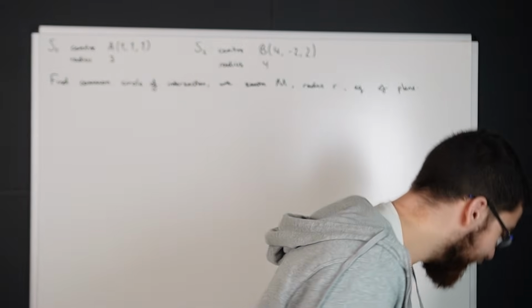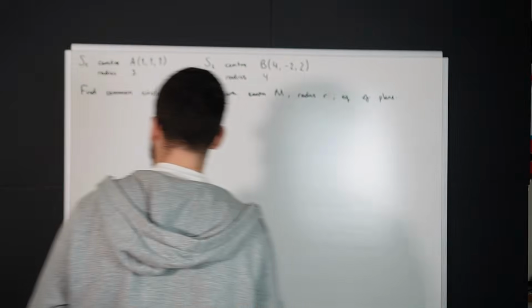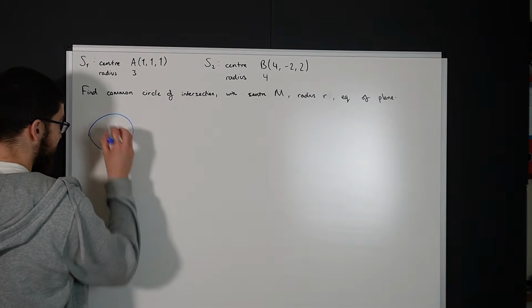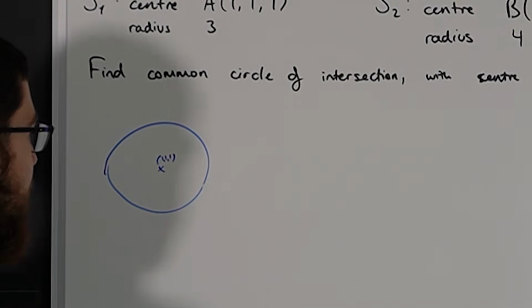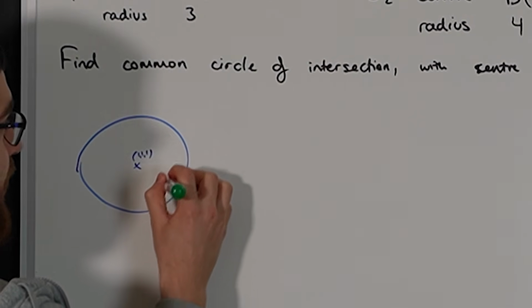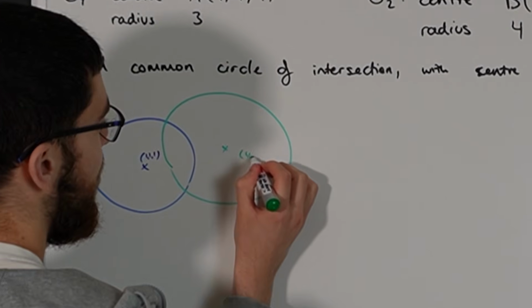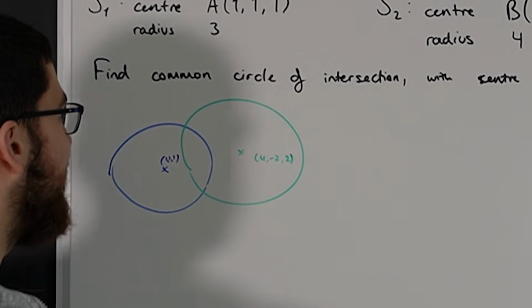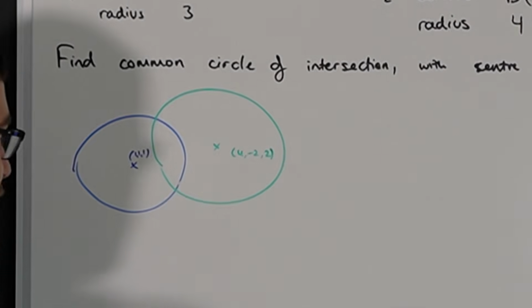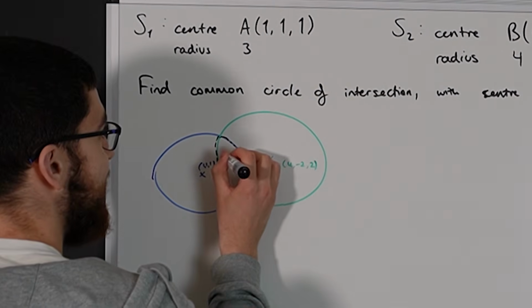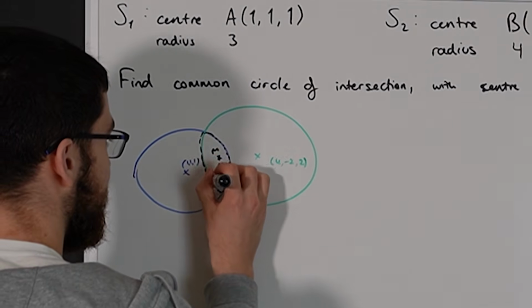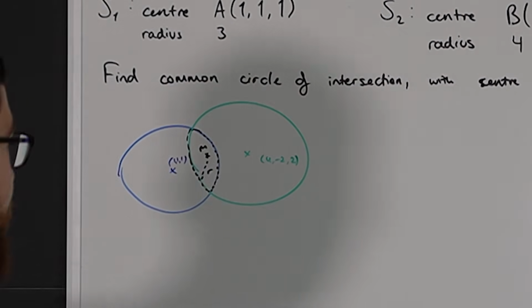So what it's saying is we have two spheres, one of which is centered at 1, 1, 1. And one of which is centered at 4, minus 2, 2. And they intersect at a common circle. Try to draw a common circle with a center M and a radius R. And we need to find the common intersection circle.